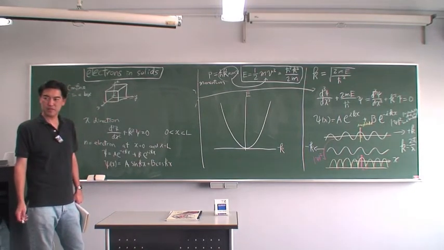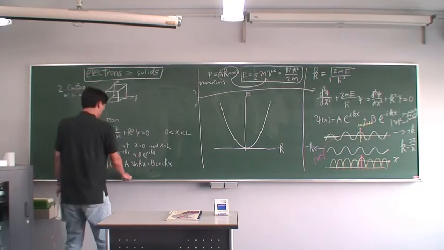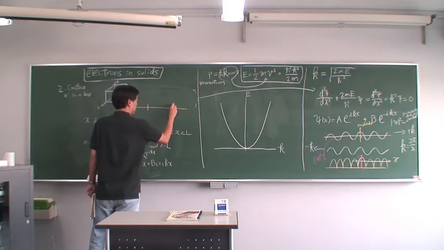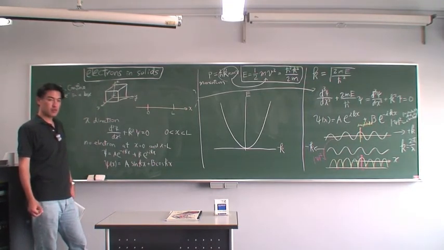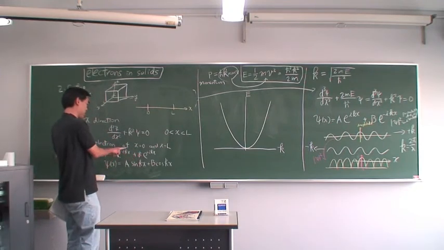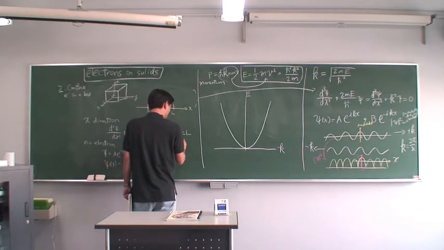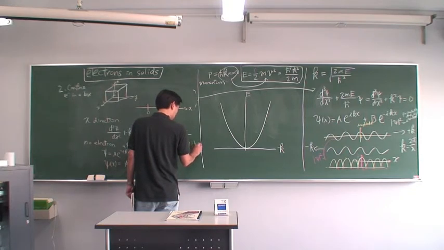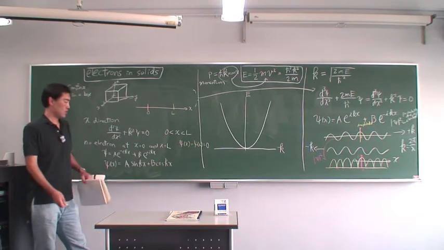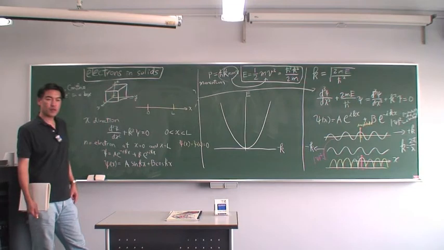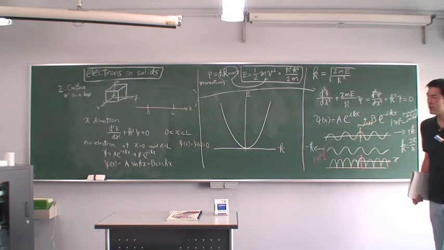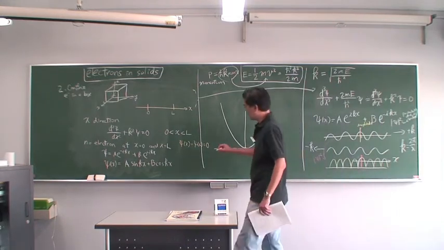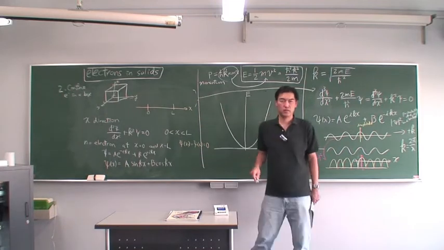What does this mean? This means, I have in the x direction, 0, L, and this is x. And we say the wave at x equals 0 is 0. This is a boundary condition. I've already said that the wave function cannot exist at x equals 0 nor at x equals L, because the electron cannot be there. That means there's no wave function, no wave at x equals 0, or at x equals L, right?